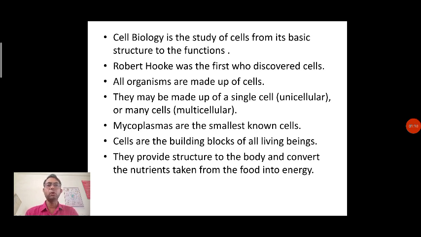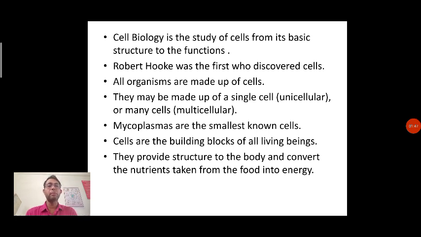Now, as we talk about cells, all organisms are made up of cells, whether they are multicellular or unicellular organisms. Everybody has a cell. In a unicellular organism, simply we can say that a single cell is present, whereas in a multicellular organism the number of cells is more, depending on the size and the function of that particular organ and organism. They may be made up of a single cell or many cells, as we call them unicellular or multicellular.